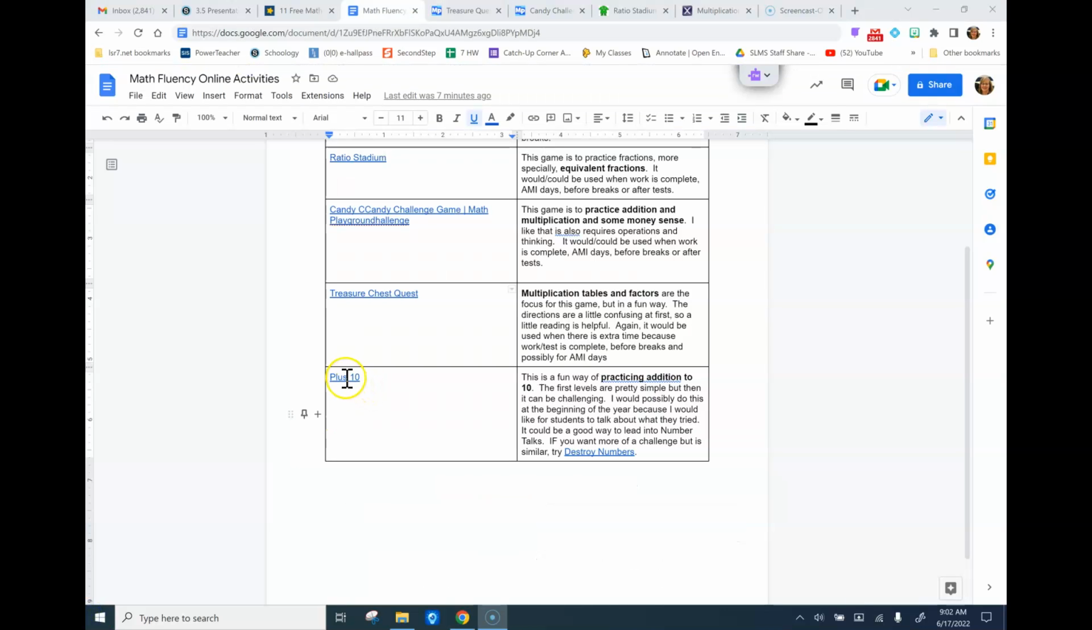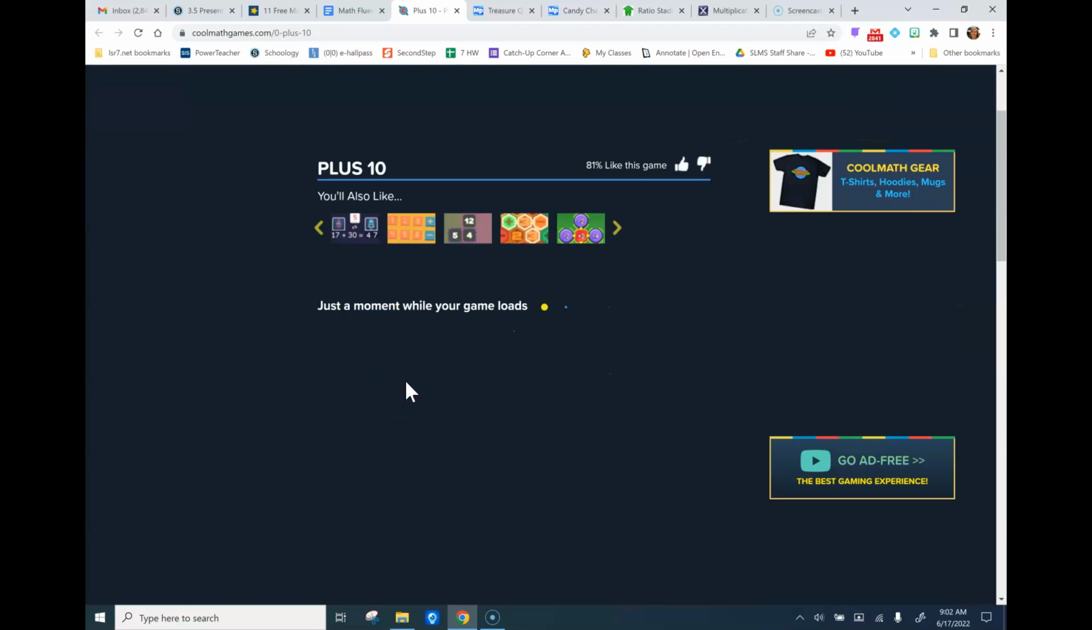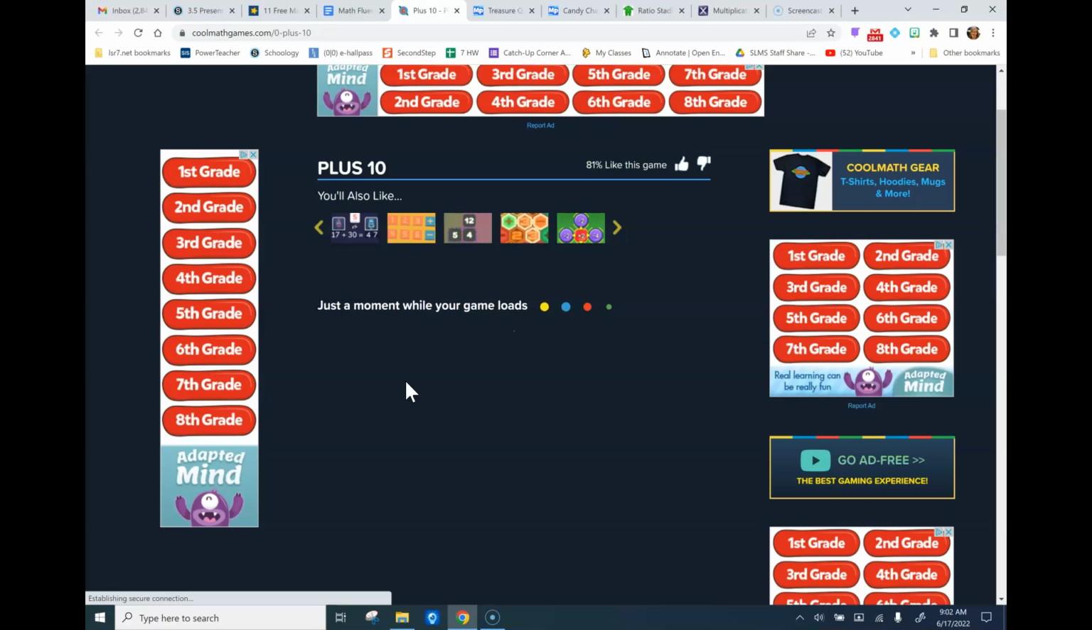So the last one I did is Plus 10, and Plus 10 is on Cool Math Games. What this one does is that you're going to practice adding to 10, and you have to get the tiles. It's kind of almost like Candy Crush. I don't play Candy Crush, but it reminds me of that one. I've seen other people play it. It can take some time to load, and I find this happens the later in the day that it is. So that would be one disadvantage, is that depending on your Wi-Fi is how much loading time it will take.